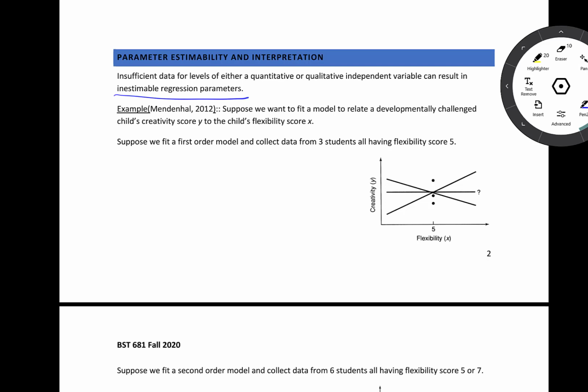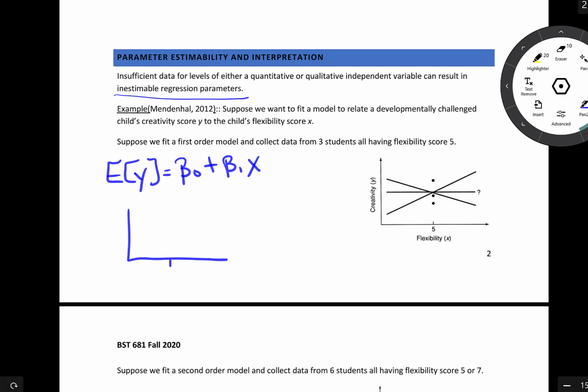So what we're saying here is we're going to fit that first-order model, and if you remember, the first-order model is basically going to be that simple linear regression model. And we know that this model is a straight line. So if we plotted our data and our data looks something like this, the question would be which line should go through these 3 points.